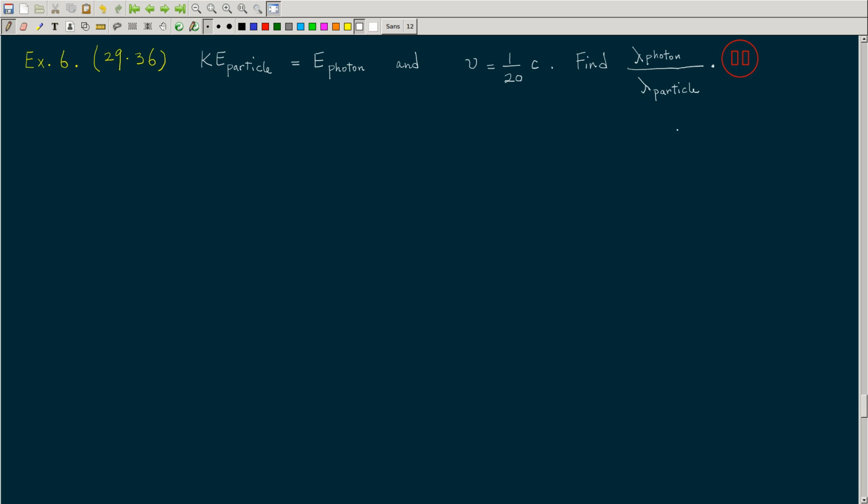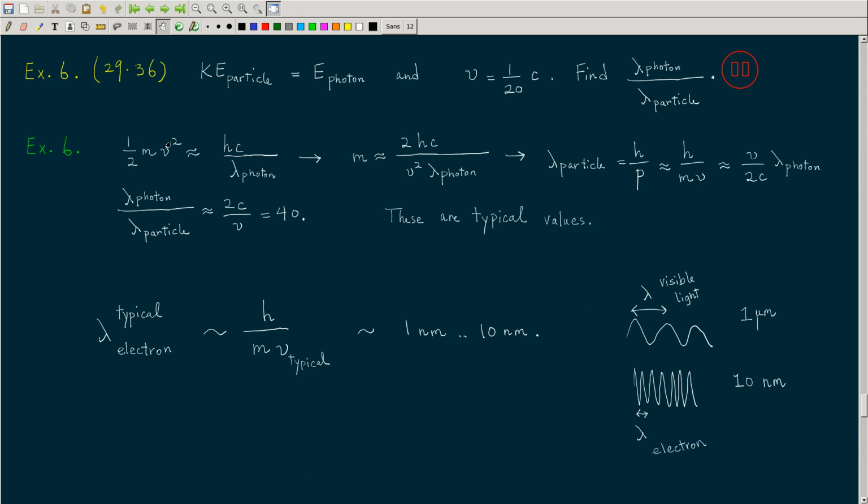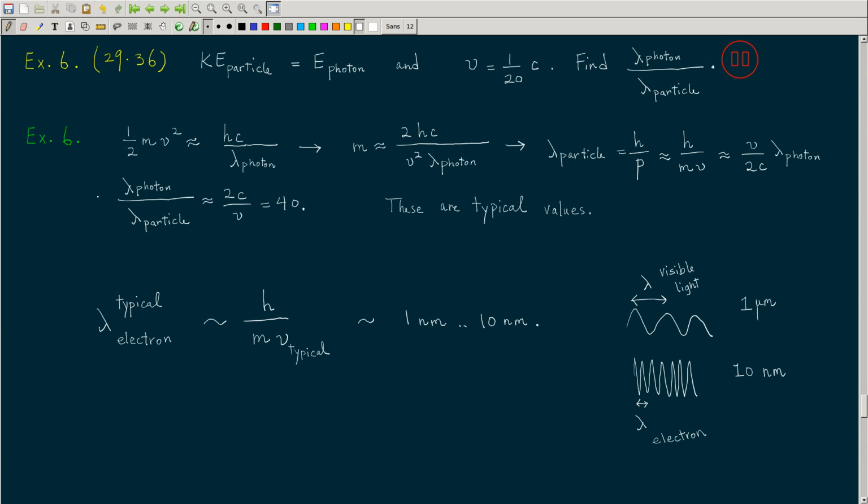You can pause the video here and think about it. Let's get to the solution. Okay. So you know that the kinetic energy of the particle is equal to the energy of the photon. The kinetic energy of the particle is half mv squared. Again, we're using the non-relativistic formula because the velocities are pretty low. It's 1/20th of the velocity of light. So with good confidence, you can just use the classical formula.